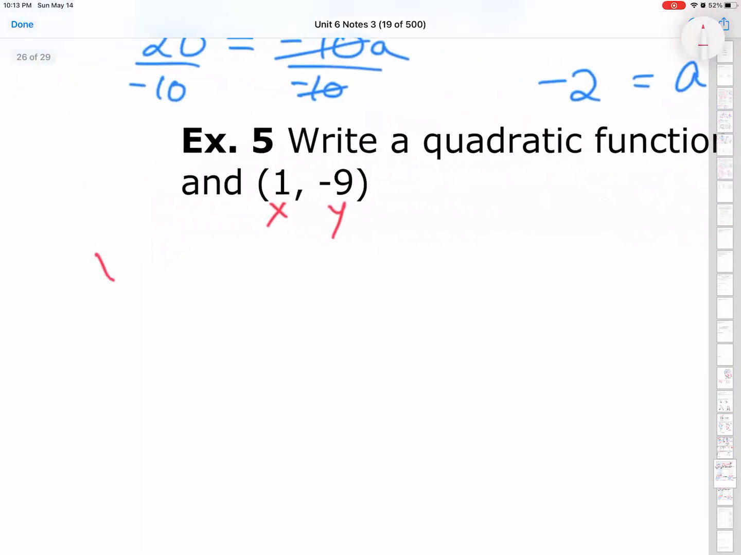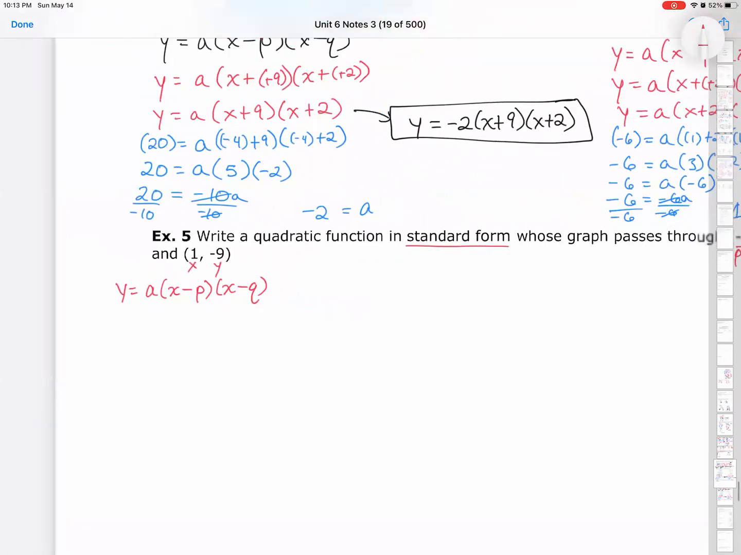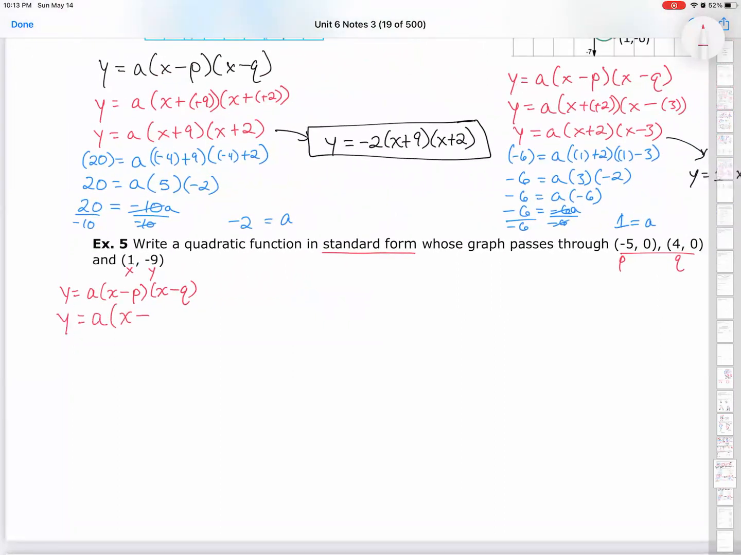So let's go ahead, and as always, we're going to jot down our intercept form equation: y equals a parentheses x minus p times x minus q. And then we go ahead and place in our values. So we have y equals some a times x minus -5 times x plus, or I'm sorry, x minus 4.